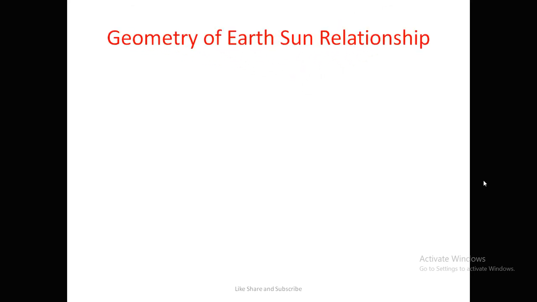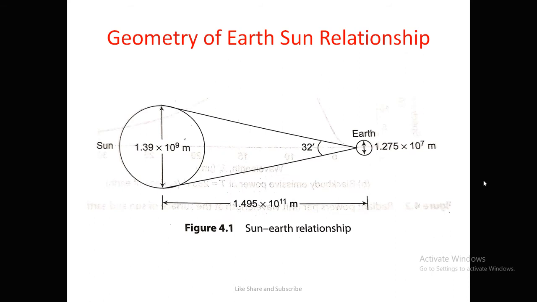Now, the geometry of the Earth-Sun relation. So what exactly is the geometry of Earth-Sun relations? This is a very simple diagram to remember all the values. The Sun has a diameter of 1.39 × 10^9 meter. Earth has a diameter of 1.275 × 10^7 meter, and Earth subtends an angle of 32 minutes. It's not degrees, it's minutes. Sun rays subtend that much angle on Earth, and the distance between the Sun and Earth is 1.495 × 10^11 meter. So you can easily remember all these values if you can draw this diagram.